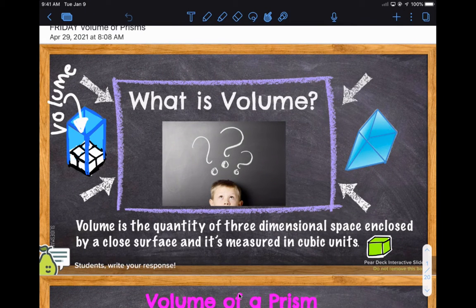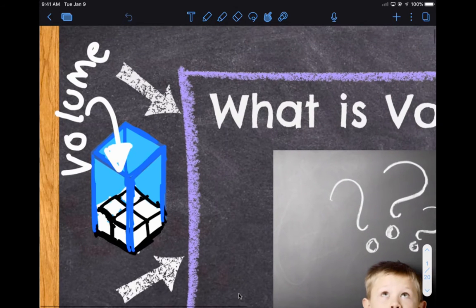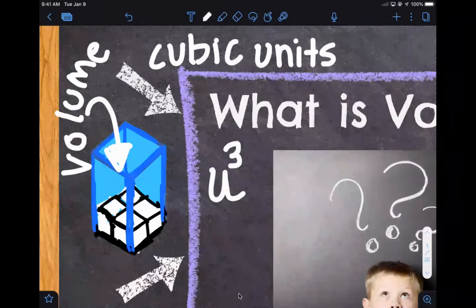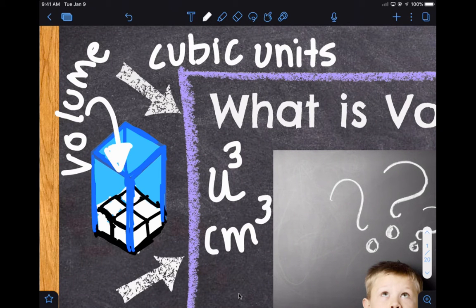So the question is, what is volume? Volume is the quantity of three-dimensional space enclosed by a closed surface, and it's measured in cubic units. In simpler words, volume is the capacity, how much a 3D figure can hold. We write the units with a little three, like cubic centimeters or cubic inches.